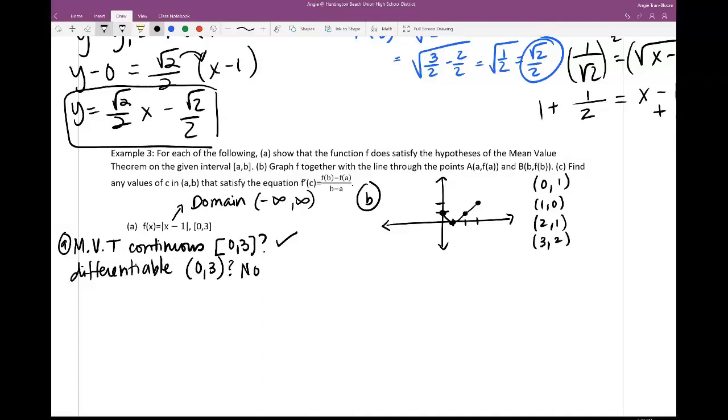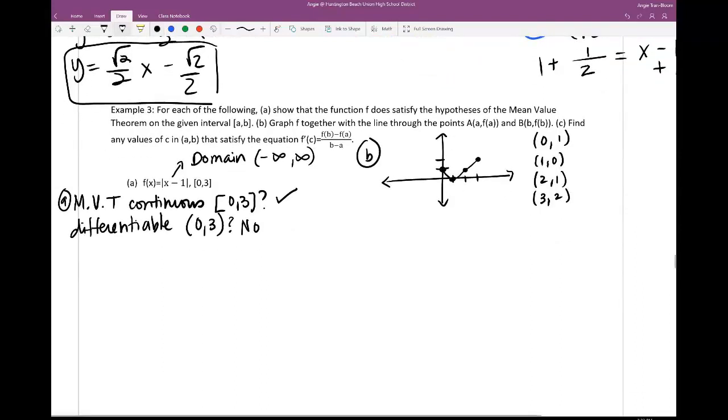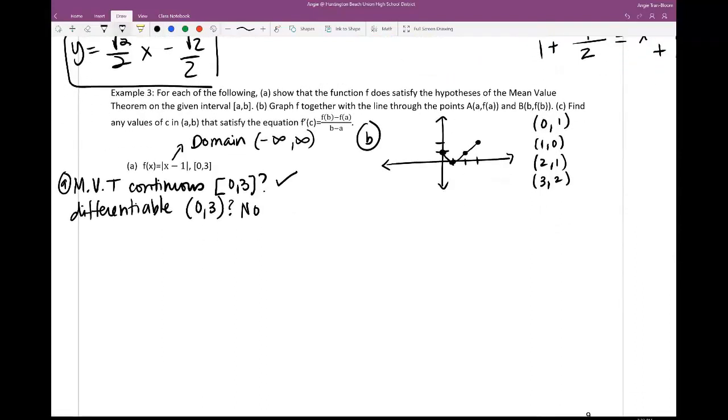So part A says, show that the function f does satisfy the hypothesis of the mean value theorem, which in this case, it does not satisfy. Another way that we can prove this is that we can do the limits. This is really old school. You don't have to go this route, but this is how mathematically I can show you.